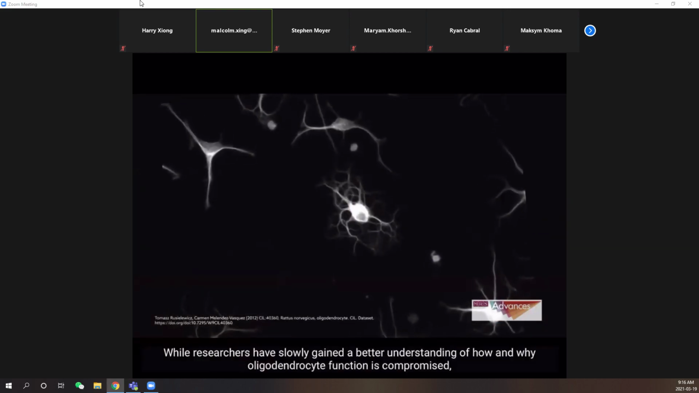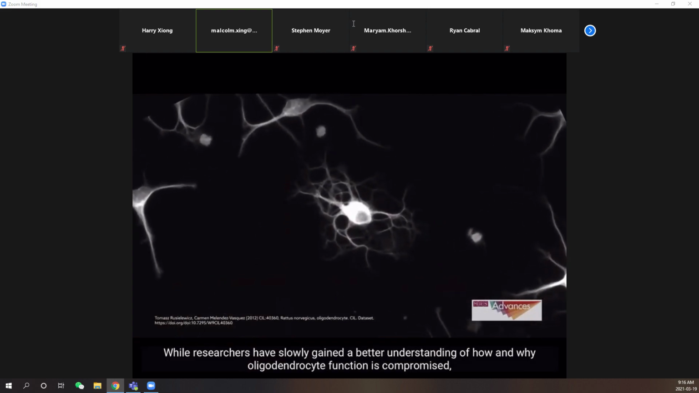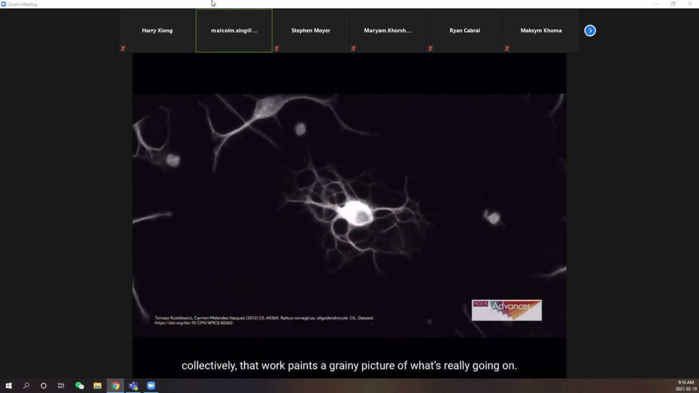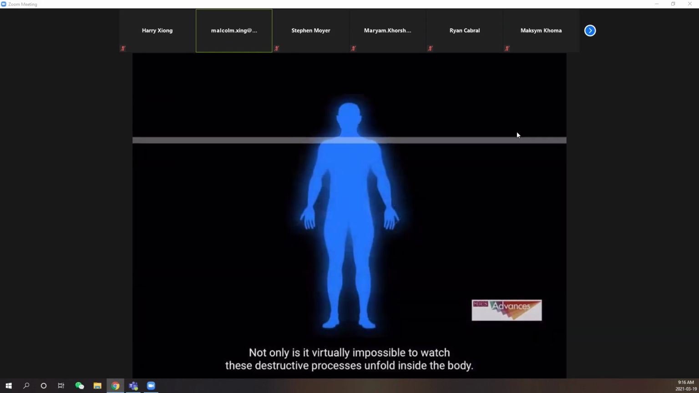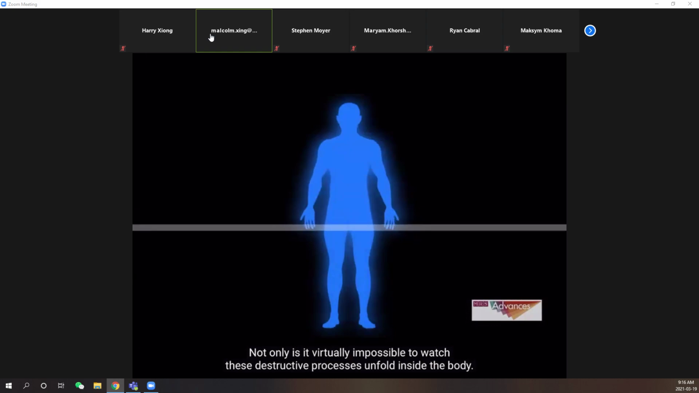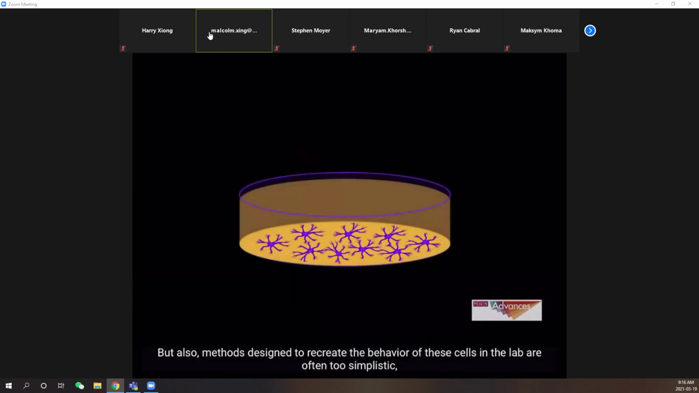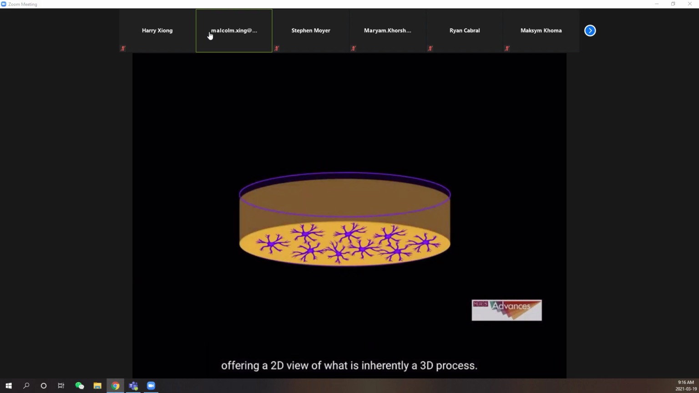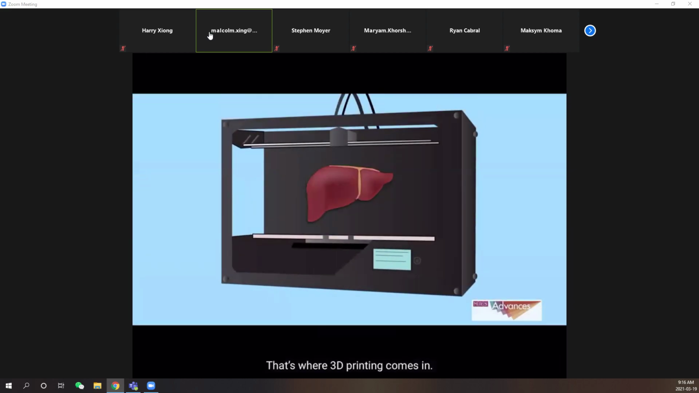While researchers have slowly gained a better understanding of how and why oligodendrocyte function is compromised, collectively, that work paints a grainy picture of what's really going on. Not only is it virtually impossible to watch these destructive processes unfold inside the body, but also methods designed to recreate the behavior of these cells in the lab are often too simplistic, offering a 2D view of what is inherently a 3D process. That's where 3D printing comes in.